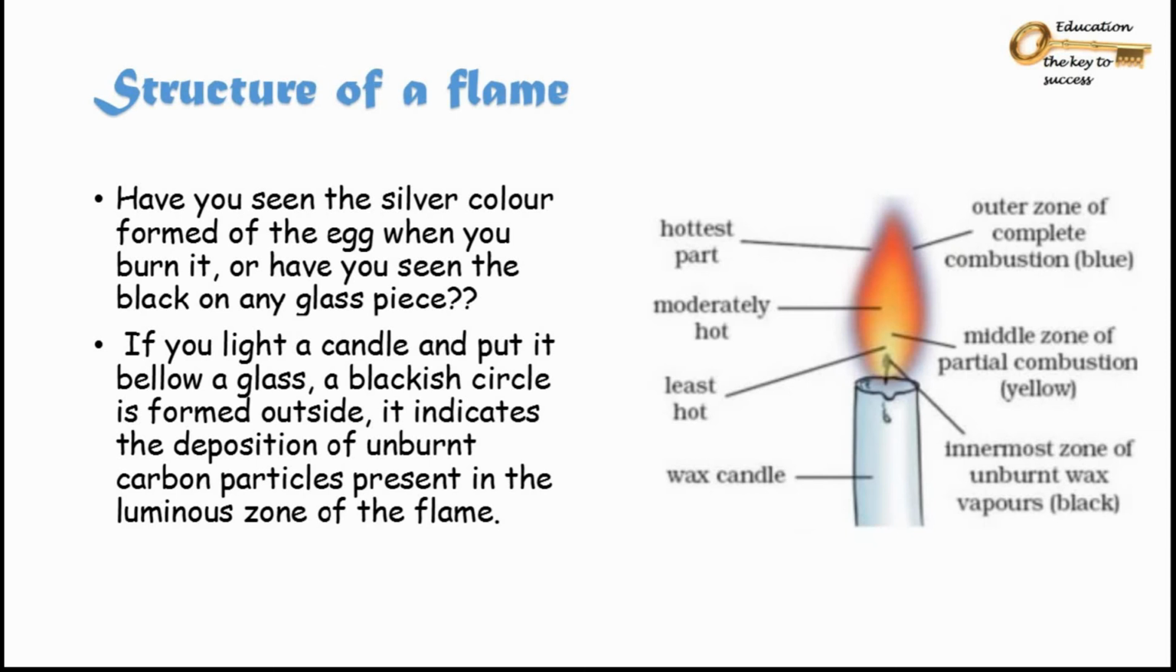Have you seen the silver color formed on an egg when you burn it, or have you seen the black color on any glass piece? If you light a candle and put it below a glass, a blackish circle is formed outside. It indicates the deposition of unburnt carbon particles present in the luminous zone of the flame. Oh, that's interesting.